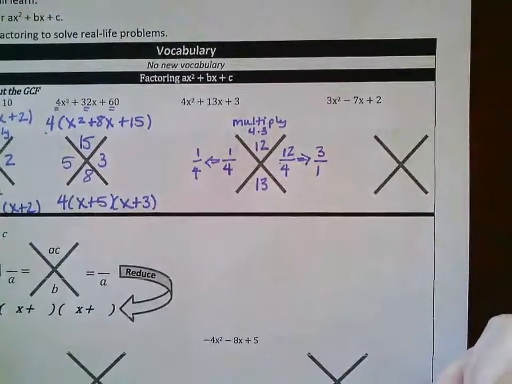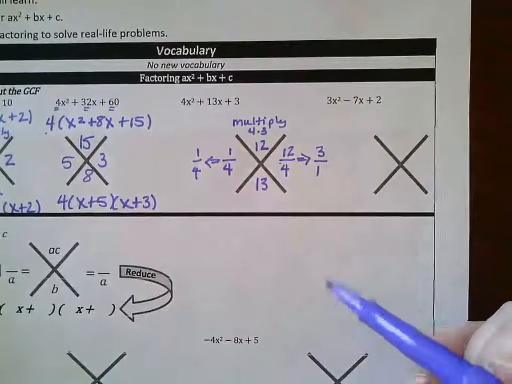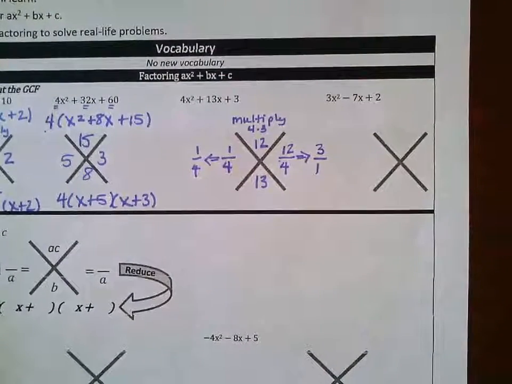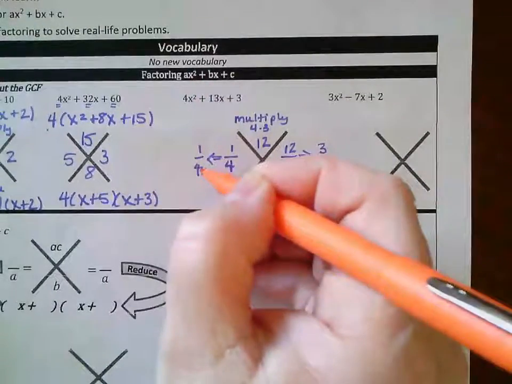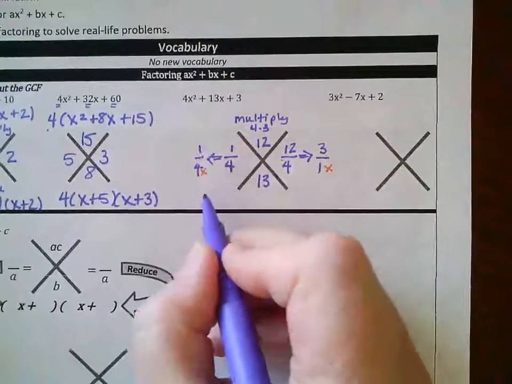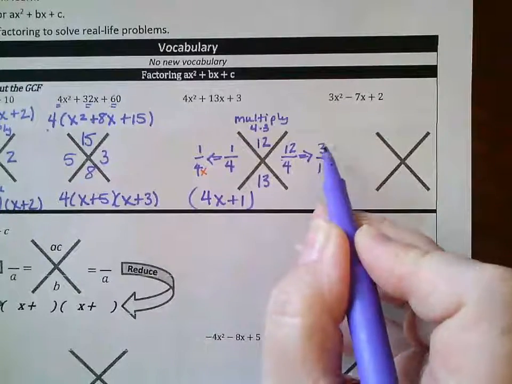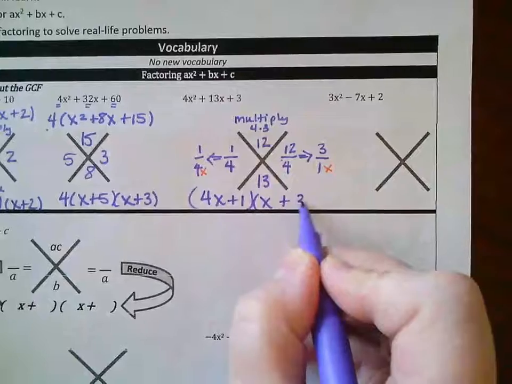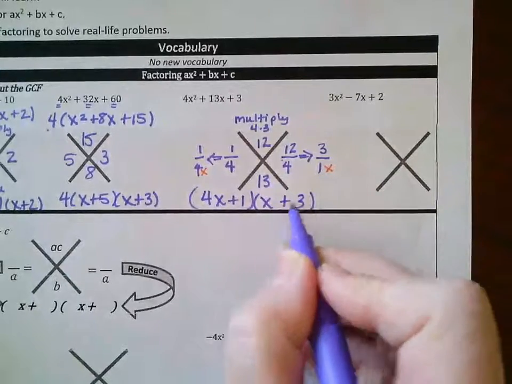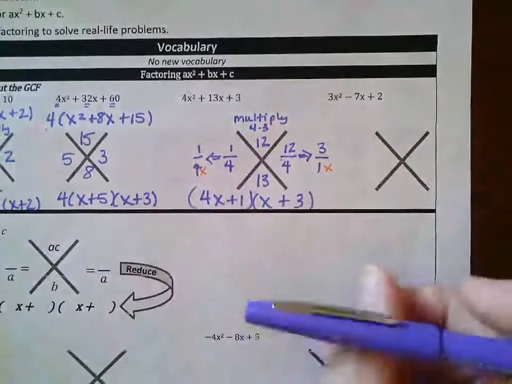So I write the 3. Now, leave it alone. I know that this is 3, but leave it as 3 over 1. Because what you're going to do here is you're going to put an x with this, and you're going to put an x with this. So when you factor this now, it's going to be 4x plus 1 and x plus 3. I don't need to write the 1 here. So it's just x plus 3. So x plus 3, 4x plus 1.